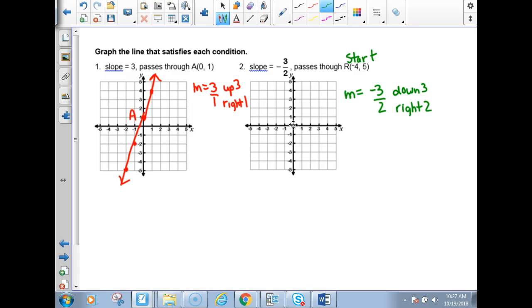So to plot that point, we go left 4, up 5. There's where point R is. From that point, we're going to do the slope of -3 over 2, which is down 1, 2, 3, and right 2. Could do it again. Down 1, 2, 3, right 2. We're hitting the y-axis at that spot. Do it one more time. 1, 2, 3, right 2. Okay, and then make a line through your points.